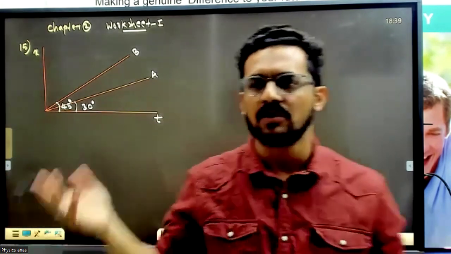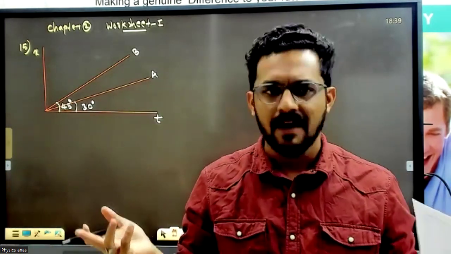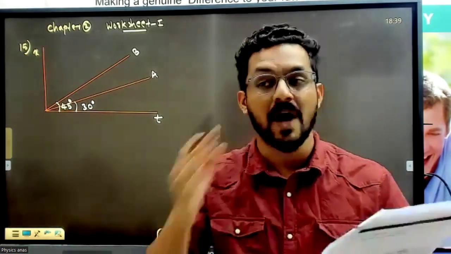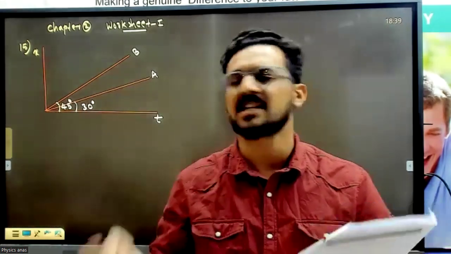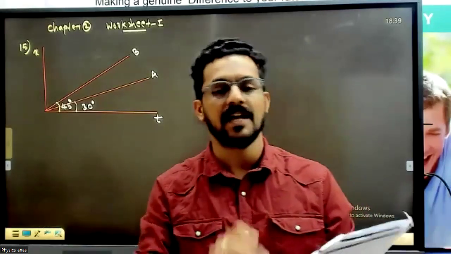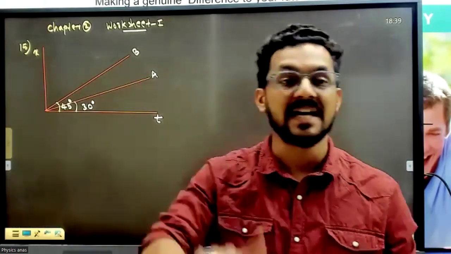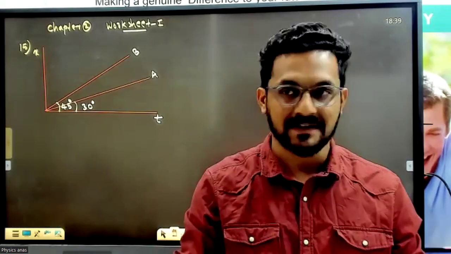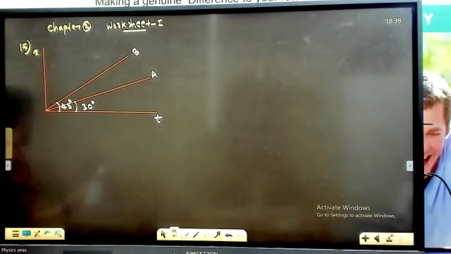From where did I get the data? From the question, it is saying that the displacement time graph for two particles A and B are straight lines, making angles respectively 30 degree and 45 degree. Means A is making 30 degree, B is making 45 degree. Got it? Okay. With the time axis. What is the time axis? Time axis is this.